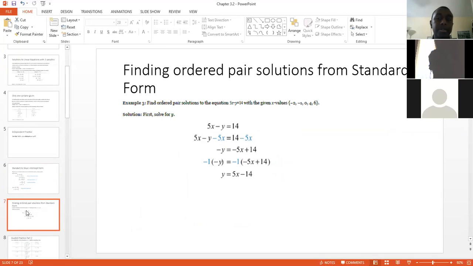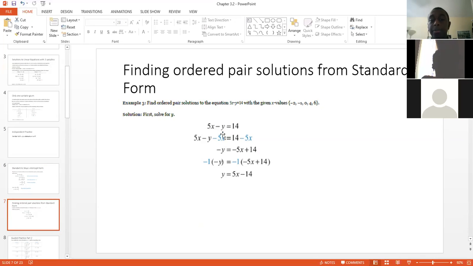So, finding ordered pair solutions from standard form. In this example, we're given 5x minus y equals 14. And the x values are negative 2, negative 1, 0, 1, 6. And we're trying to solve for y. For each of these x values, we're trying to find the y coordinate for them. So here, the first thing to do is to isolate y, bring it to slope-intercept form. So we're given the equation 5x minus y equals 14.